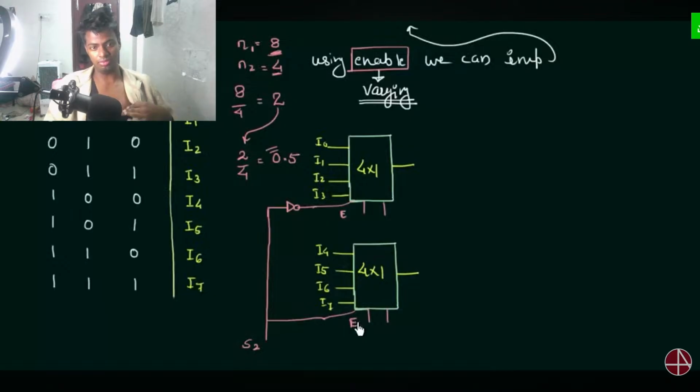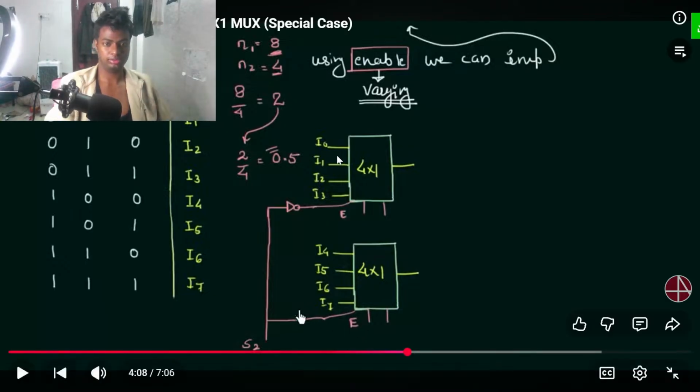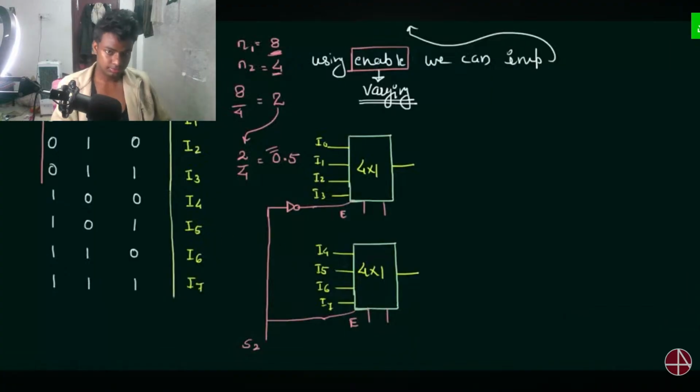Let's see what is the advantage of doing this. For the first four cases, S2 is 0. So let's consider the first four cases when S2 is equal to 0. By doing this, this multiplexer will not work. Why? Because enable is low, and when enable is low, the output is always equal to 0. But for this multiplexer, here it is 0, so it will be 1. Enable is 1, so it is working.